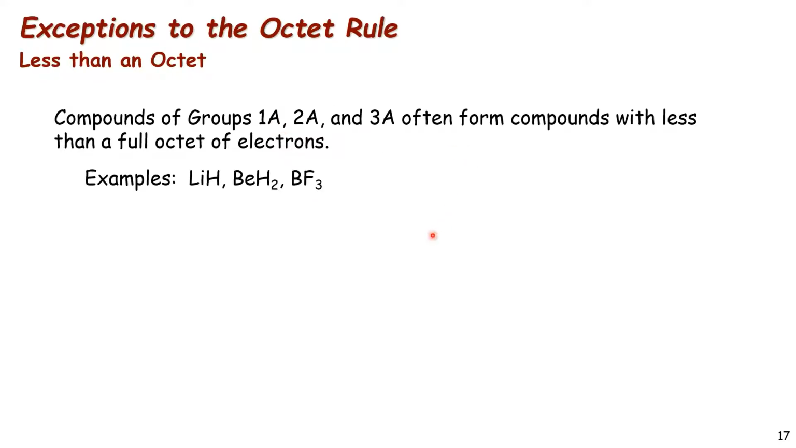So examples would be lithium hydride, beryllium dihydride, boron trifluoride. So let's look at the lithium hydride. First, we need the valence electrons. Lithium's in group 1, hydrogen's in group 1, so that's a total of 2 electrons. Well, if we have 2 electrons, all we can do is bind the 2 together, and nobody's going to have lone pairs. But again, it's the formal charges that are important, not the octet rule.